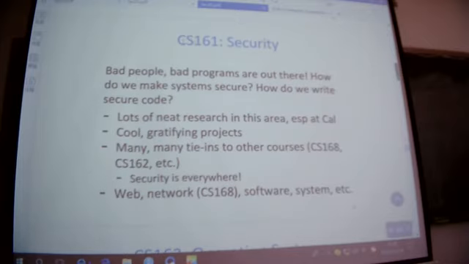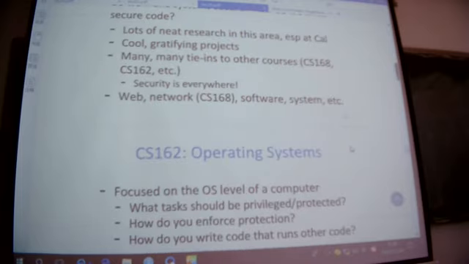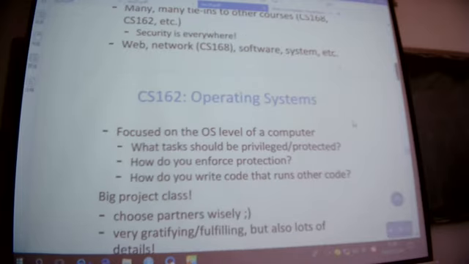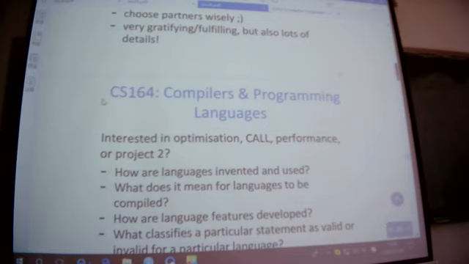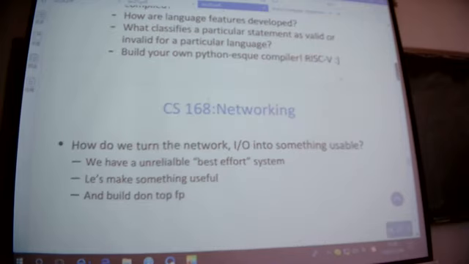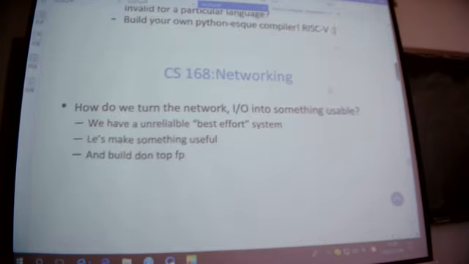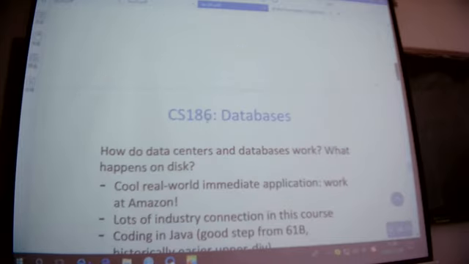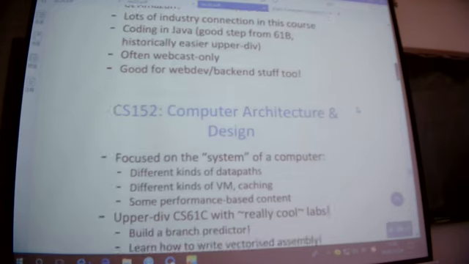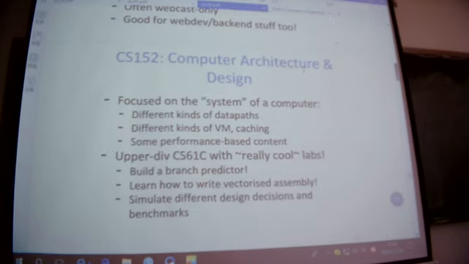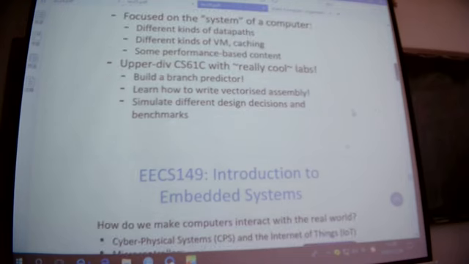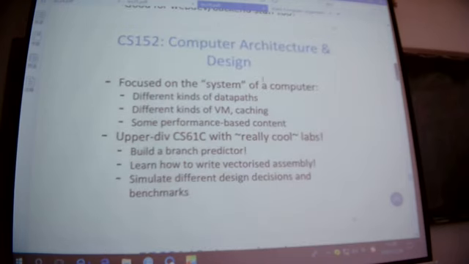Okay, CS 161 is security from Stanford University. This is CS 162 operating systems, and there is CS 164 compilers and programming languages. There is CS 168 networking. There is CS 186 databases. There is CS 152 computer architecture and design. So this course is related to CS 61C.